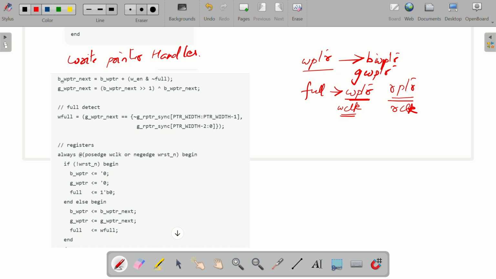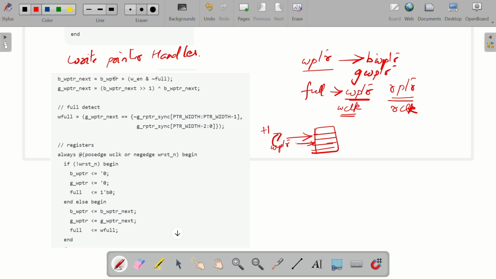The first line says that B write pointer next is equal to B write pointer plus W enable and not of full condition. So what does this mean? Let's say you have this FIFO, and in this FIFO my current location for the write pointer is somewhere here. Now there is another write request, so I'll increment my write pointer by 1 to the next location. So my write pointer will point to the next location to be written.